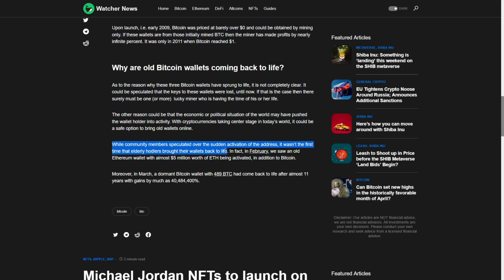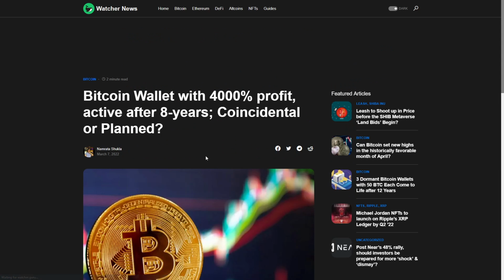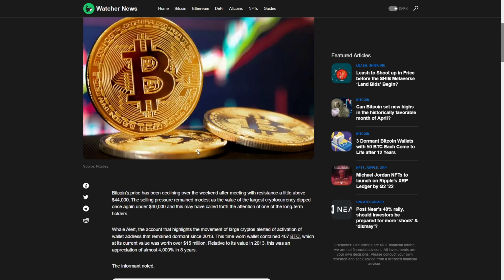While community members speculated over the sudden activation of the address, it wasn't the first time the elderly holders brought their wallets back to life. In fact, in February, we saw an old Ethereum wallet with almost 5 million worth of Ether being activated, which is pretty crazy. You know, wallets are waking up. And what if this happens to SHIB?